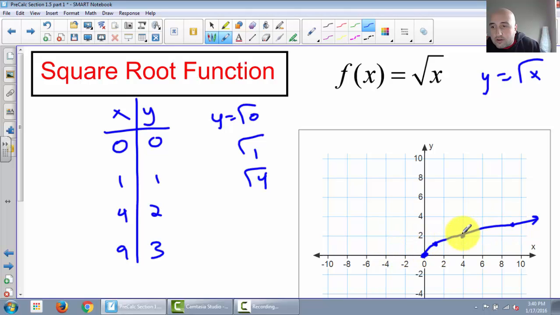I know Mr. Clark calls this the freestyle swimming function because it kind of looks like a guy swimming. I don't know where he gets that from, but I do kind of see it a little bit. But that's the square root function. That's what the parent function looks like for the square root.